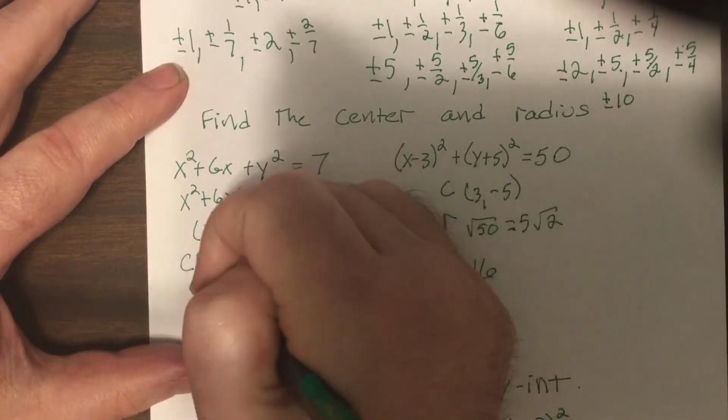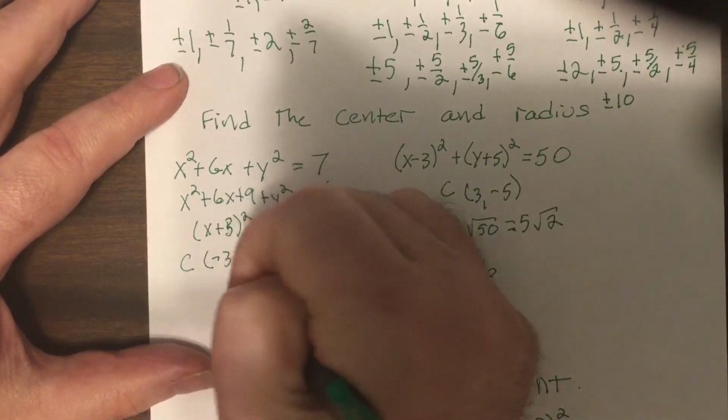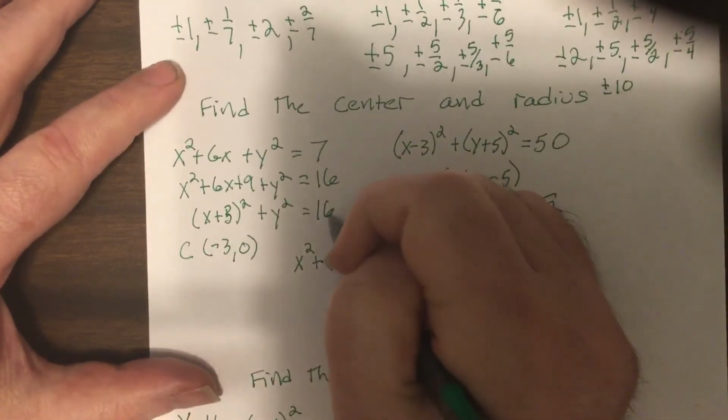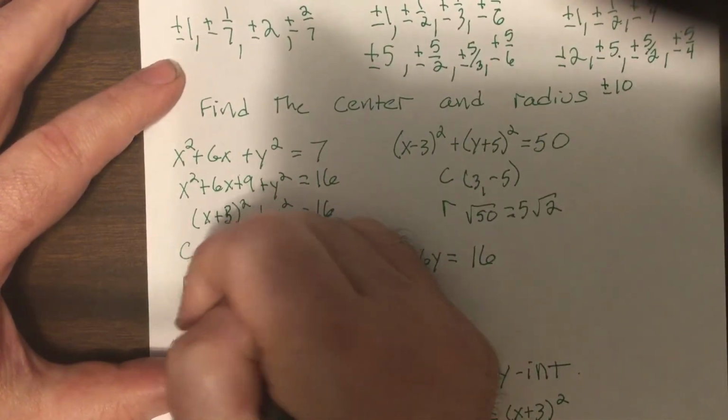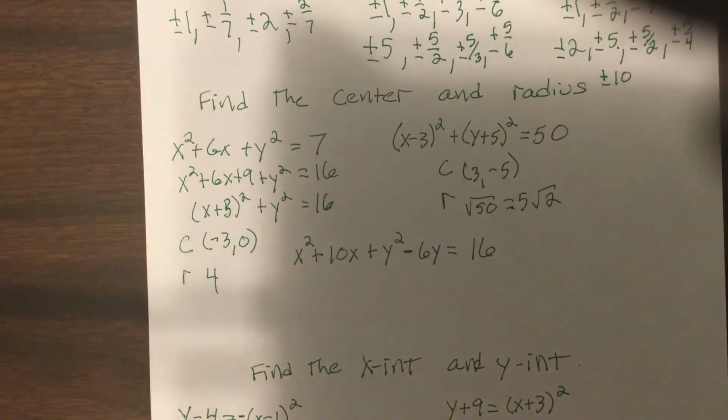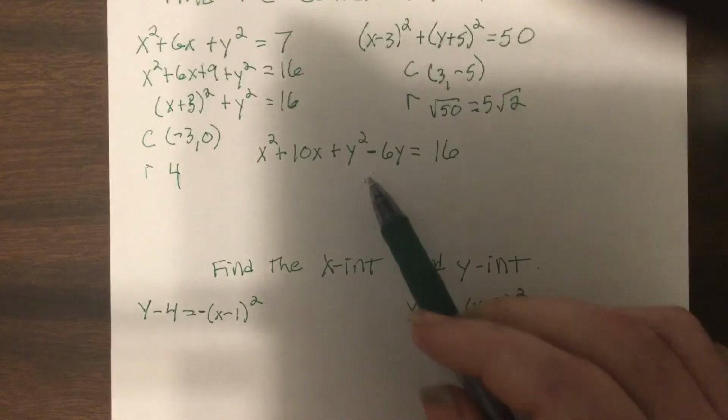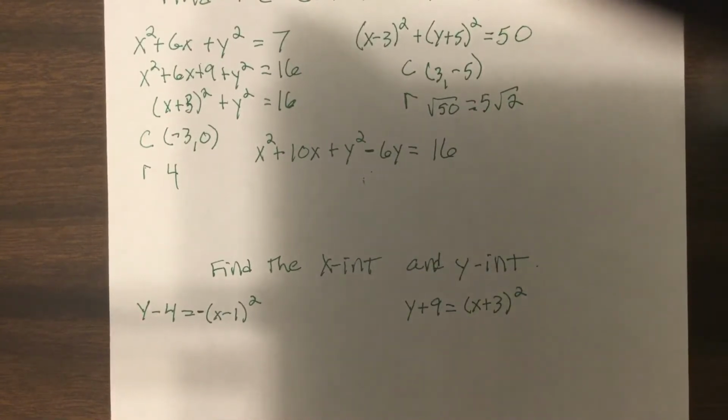So the center is -3, 0. The radius is square root of 16, which is 4. So see if you can figure this one out by yourself and then turn me back on.